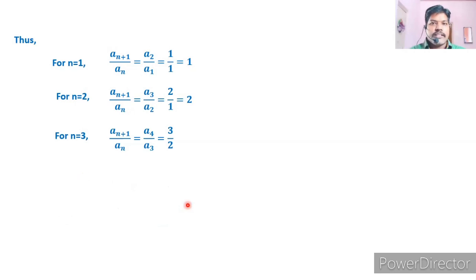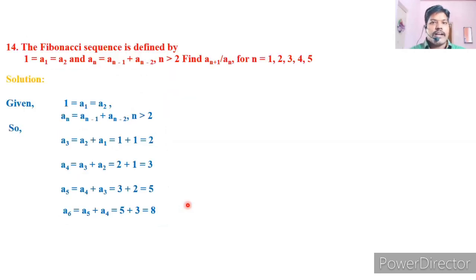See students, once again the question. What they have given is that the Fibonacci sequence is defined. I have already given the definition. So a1 value and a2 value both are equal to 1, and a(n) is defined as a(n-1) plus a(n-2) for n greater than 2.